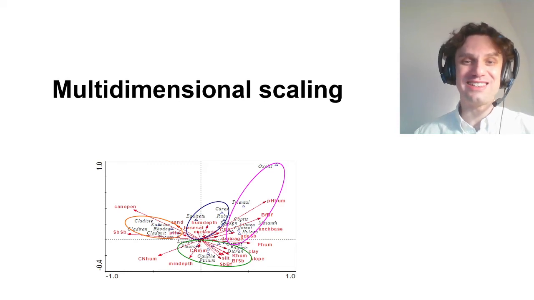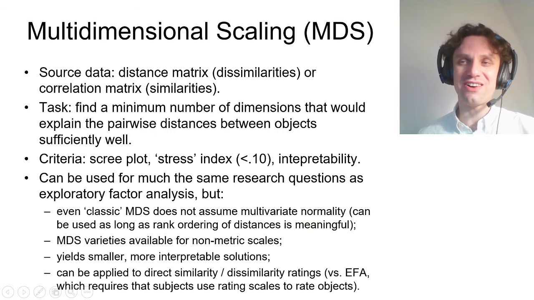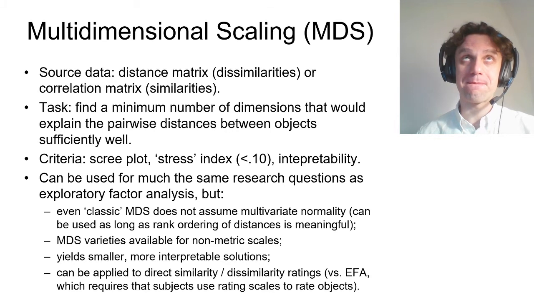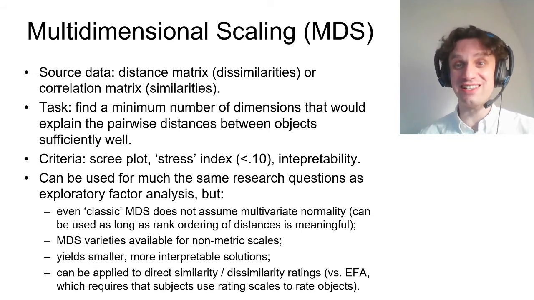And a few words about another exploratory multivariate method that can also be very helpful in some research situations. It is called multidimensional scaling. Just like cluster analysis, it also allows us to explore and visualize our data. And just like cluster analysis, it is also based on a distance matrix. And there are different ways to compute those distances, just like in cluster analysis. So there are many similarities.